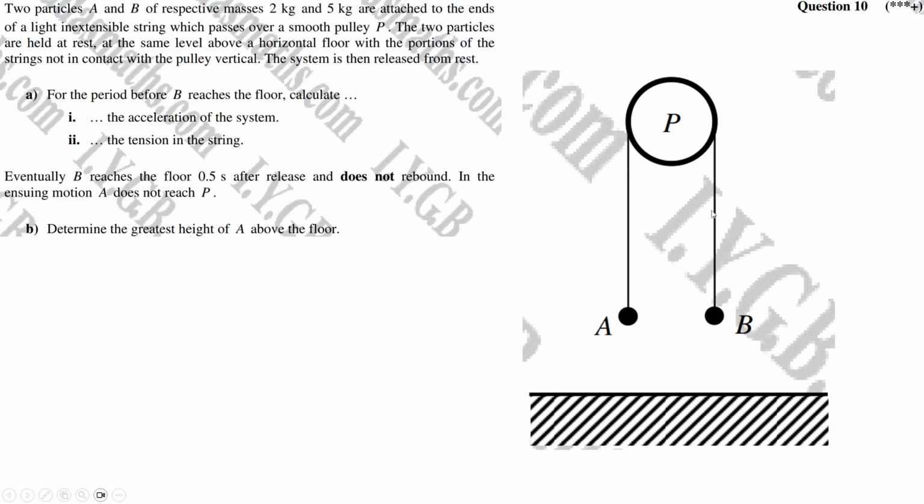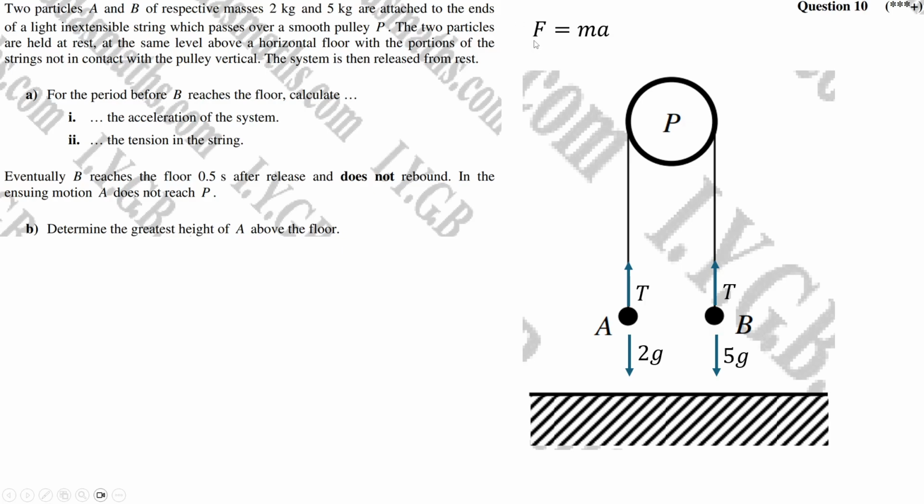Particles A and B, 2 and 5 kilograms. We're doing the exact same thing over and over again. This is 2g, this is 5g. We've got tensions here and here, and that's all we know for right now. It's at rest, and it's released from rest. So for the period before B reaches the floor, calculate the acceleration of the system.